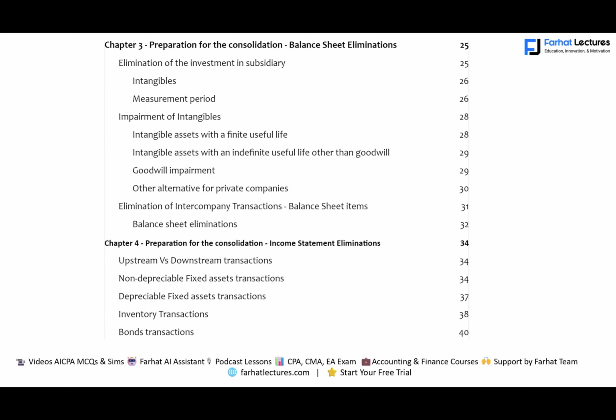This is Professor Farhat, in which we will prepare consolidation through the income statement elimination, and specifically we will focus on bond transaction. In the prior session, we looked at non-depreciable asset, depreciable fixed asset transaction, inventory transaction. In this session, we will focus on bonds transaction. Once again, these sessions are specific for CPA exam candidates.